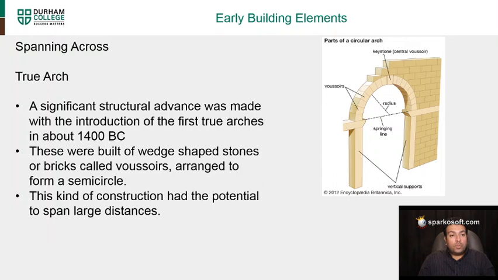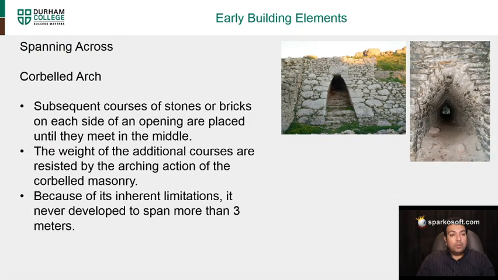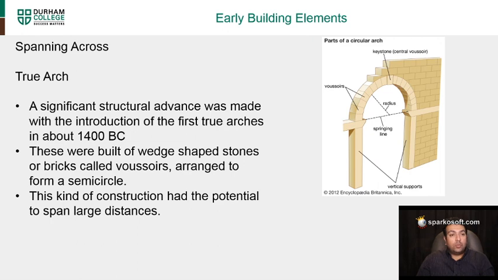From the corbel arch structure came the true arches. A significant structural advantage was made in the introduction of the first true arches. These were built by wedge-shaped stones or bricks called voussoirs, arranged to make a semicircle. This kind of construction had the potential to span large distances. So by using wedge-shaped stone, they were able to span larger distances. They had vertical supports, and they have a keystone. The top stone is always called a keystone. And these were the voussoirs, the stones that are wedge-shaped.